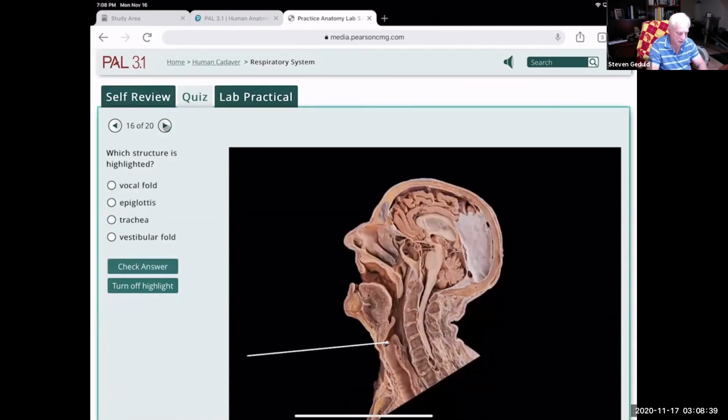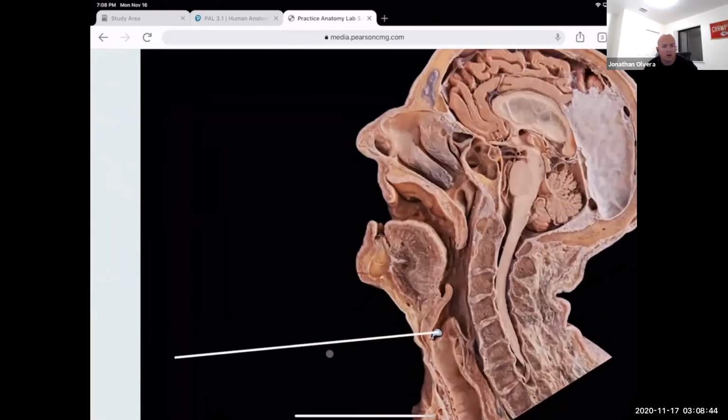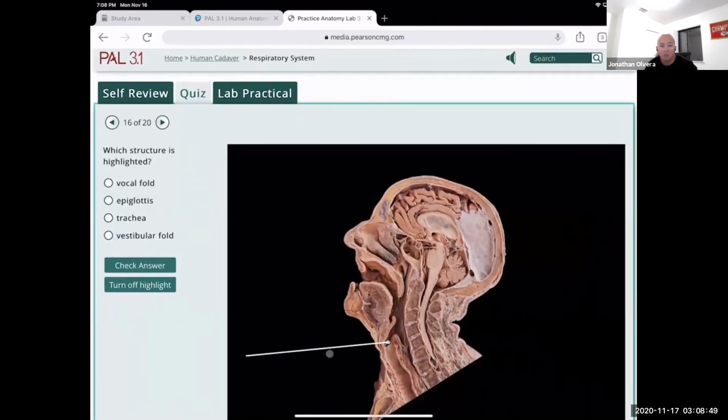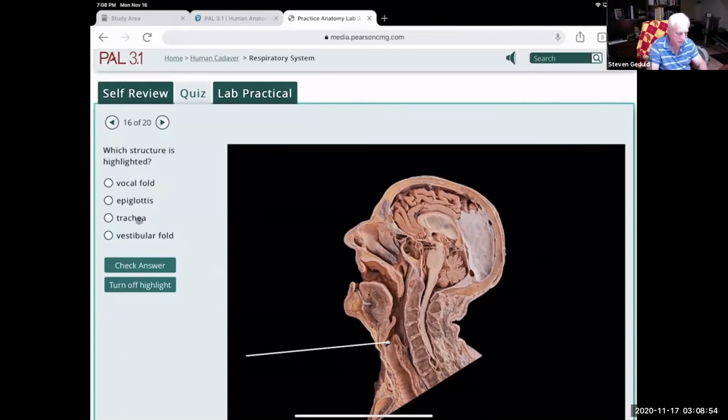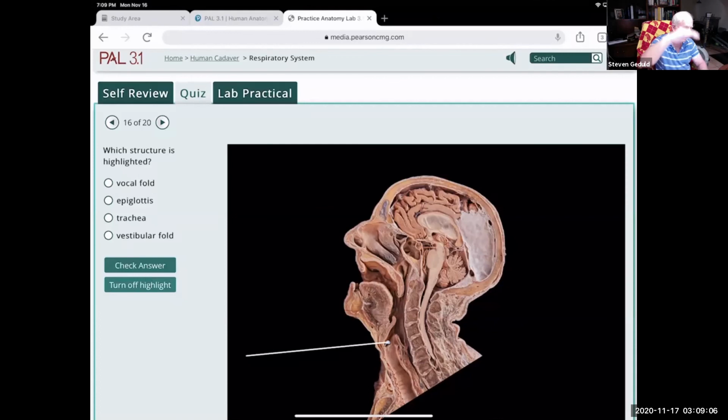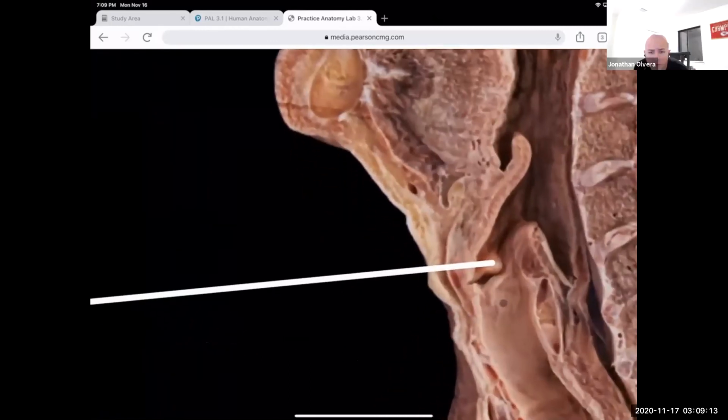What structure is highlighted? Okay. Vocal fold. No, it's got to be, it's not the trachea. The trachea is down here. Not the epiglottis either. The epiglottis is right here. So it's either got to be the vestibular fold or vocal fold. The vocal fold is superior. No, the vestibular folds are superior. I'm sorry, the vocal folds are inferior. So it's putting that one right there, so vestibular.